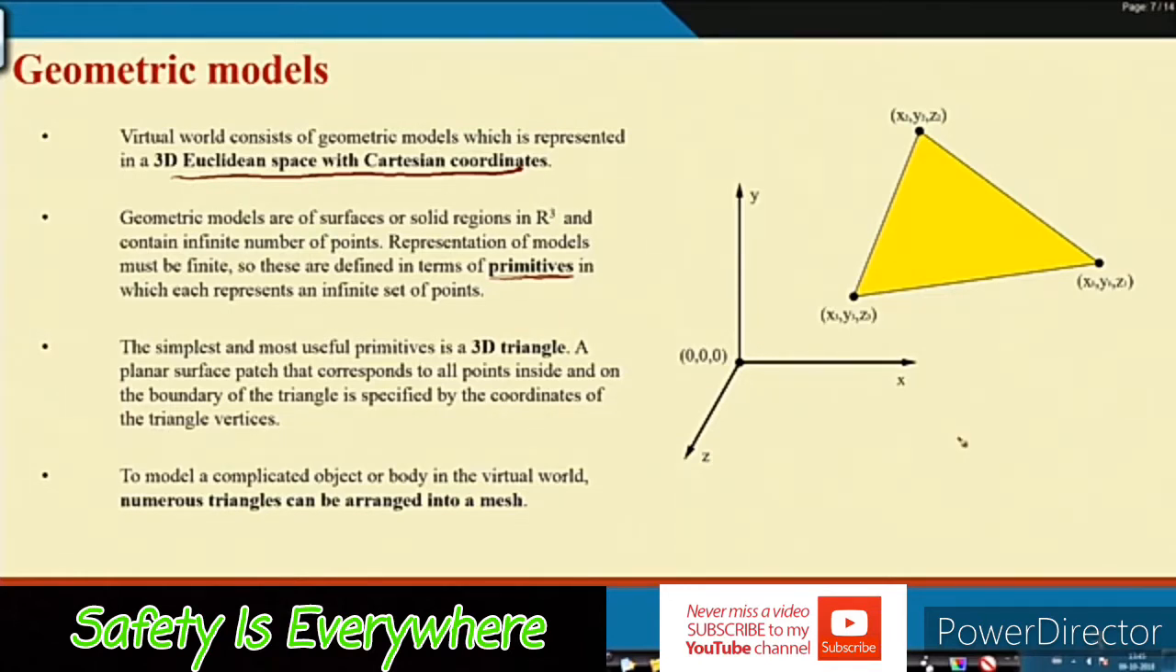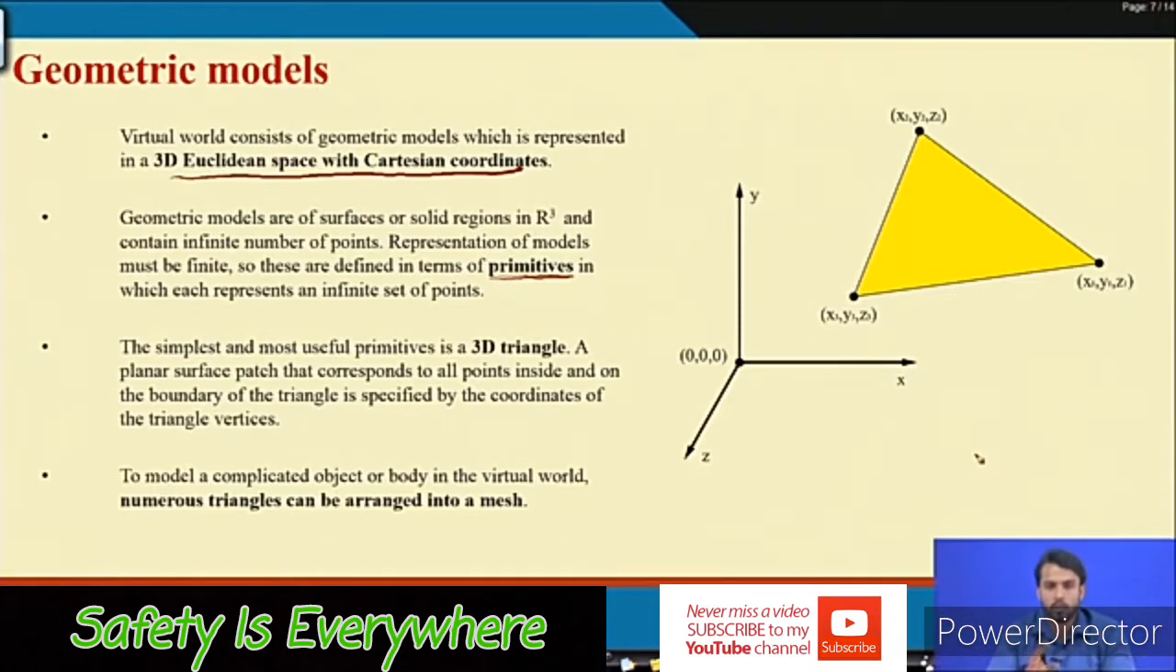Why are we considering a triangle and not others? Because if you consider any quadrilateral form, then it will have more computational complexity, and that will consume a lot of cost and a lot of time. For the simplification purpose, we consider the 3D triangle the most basic primitive used in the development of 3D models. So to model a complicated object or body in the virtual world, numerous triangles can be arranged into a mesh. If you are developing a particular object or 3D model, then a number of 3D triangles will be merged and meshed into a particular mesh.